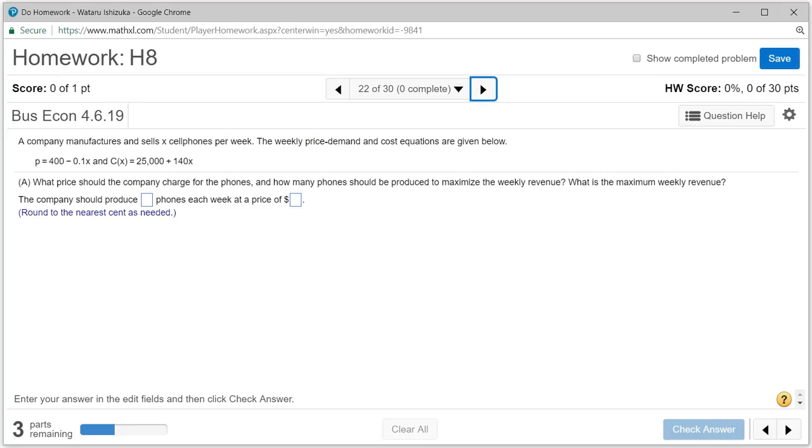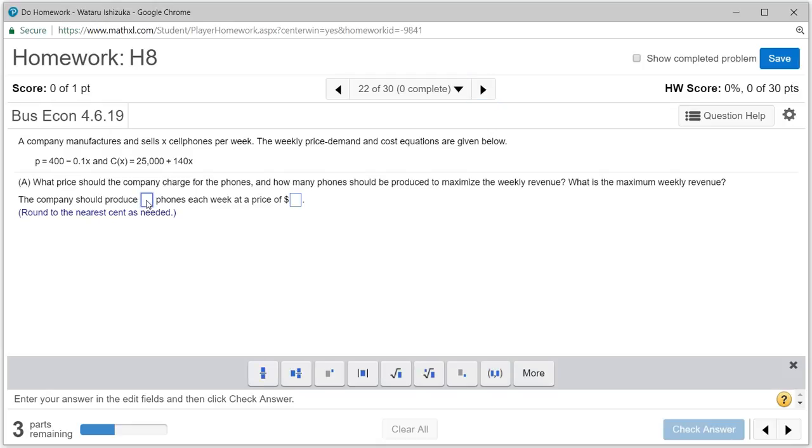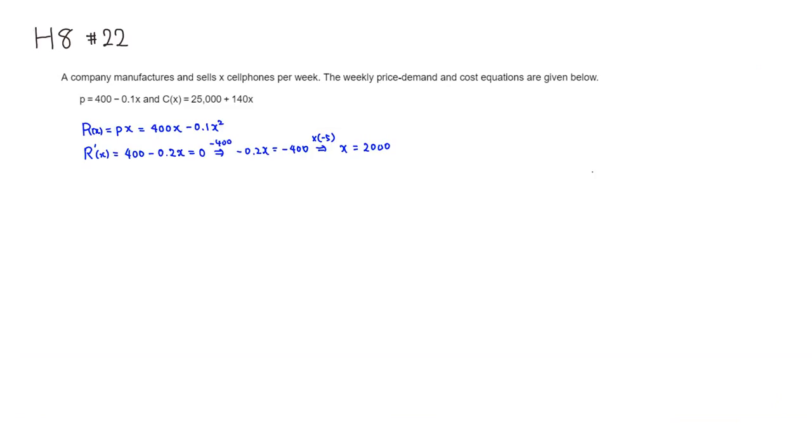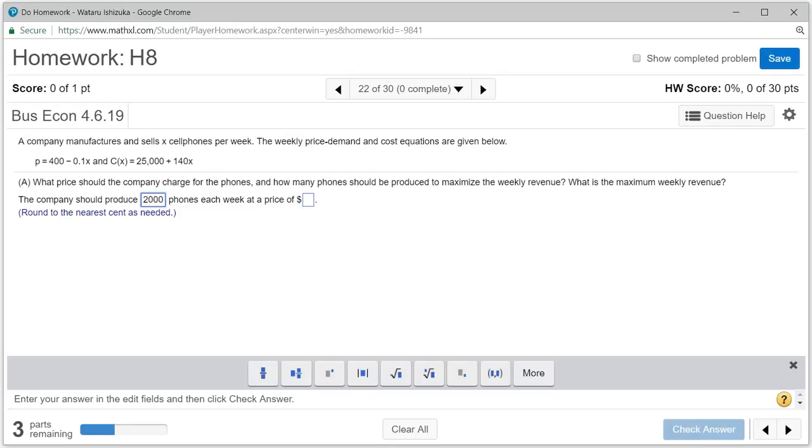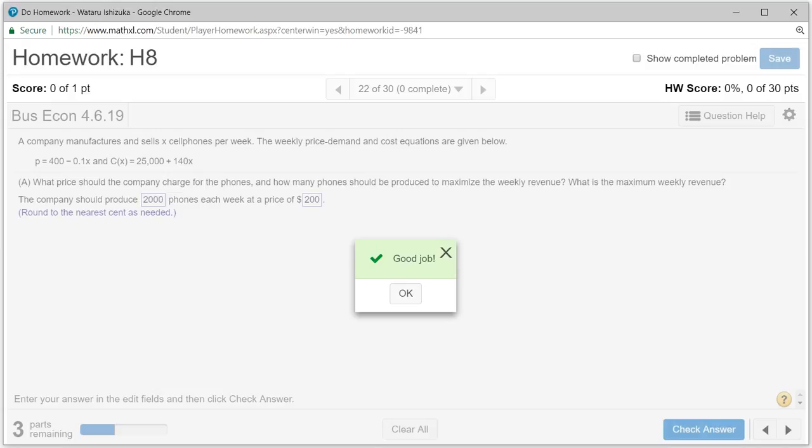So when x equals 2,000, it's going to be the maximum. Let's type it in. It should produce 2,000 phones each week, and we have to find a price too. The price at x equals 2,000 is 400 minus 0.1 times 2,000, which is 400 minus 200, so it's $200. Check the answer. We got that.